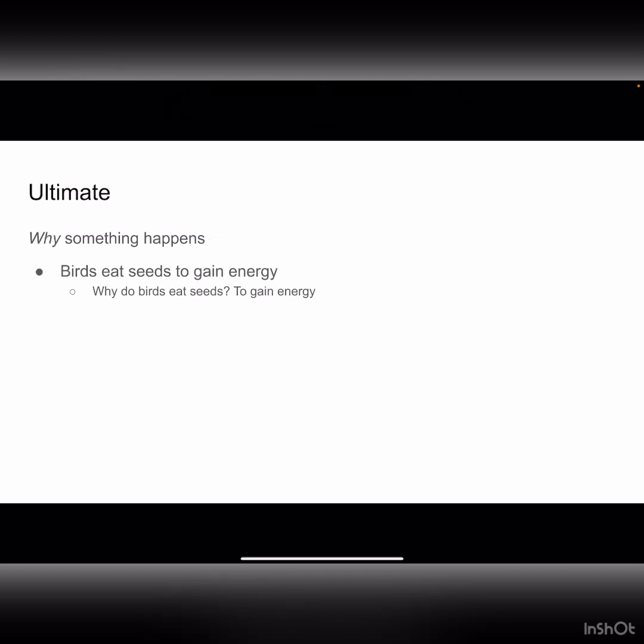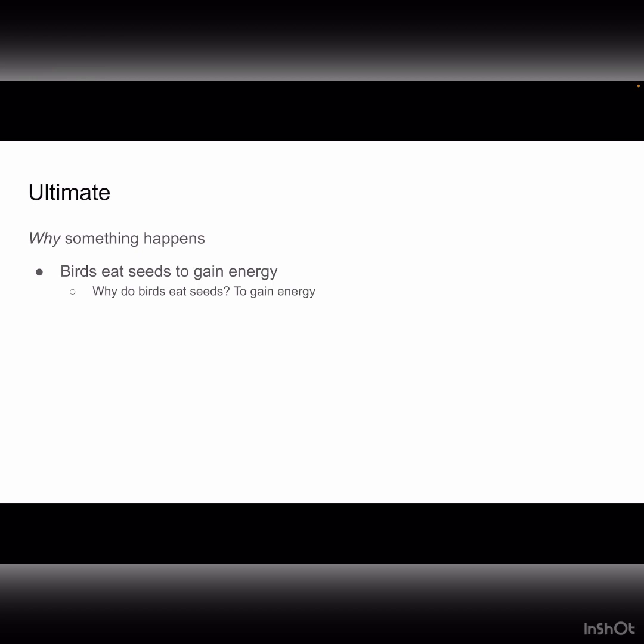Next, we have ultimate causation. As I mentioned before, proximate causation is more mechanistic, making it more immediate and occurring within an individual's lifetime, while ultimate causation is in it for the long game. Ultimate causation takes many generations to come to fruition, and it's the why of causation.